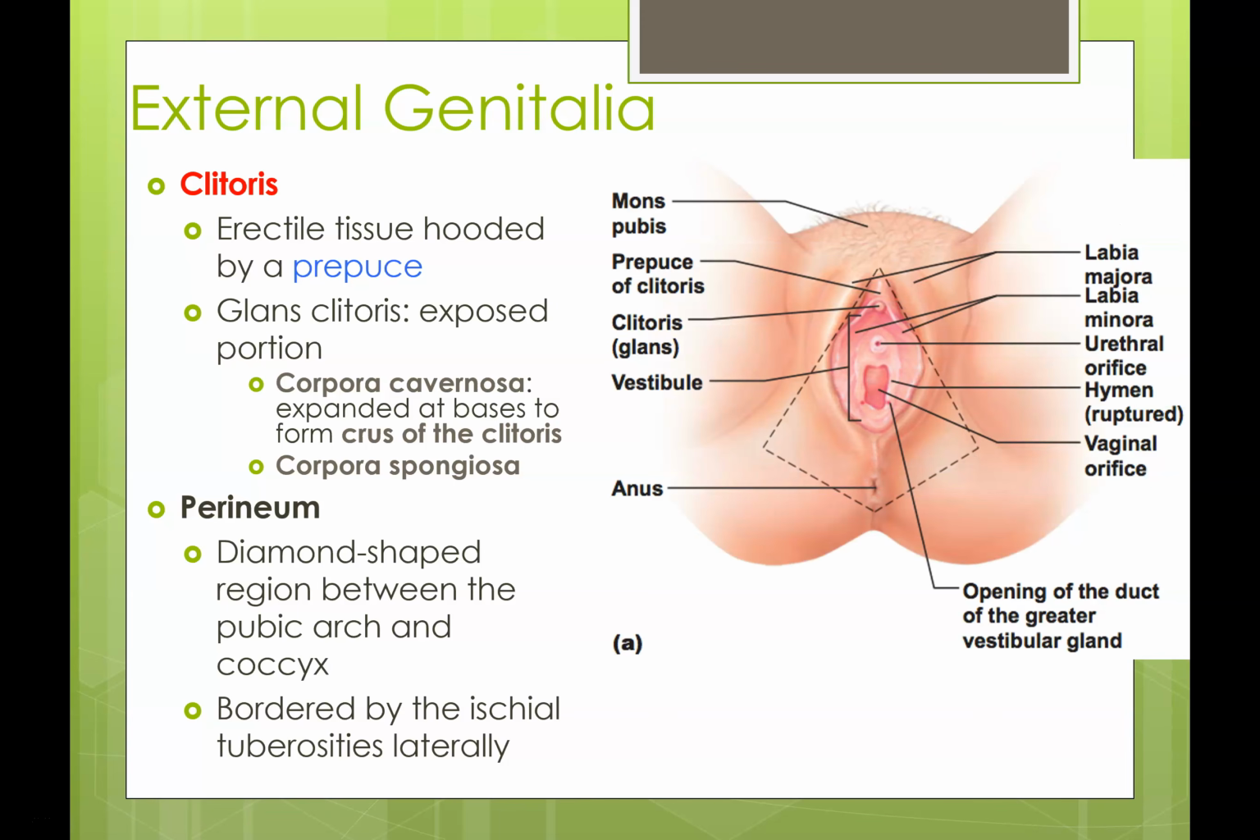We've talked about the perineum when it came to the male reproductive system, so I just want you to be aware that the female also has the same diamond-shaped perineum, and we use the ischial tuberosities laterally in order to have the lateral points of the diamond, the pubic symphysis anteriorly, and the coccyx posteriorly.